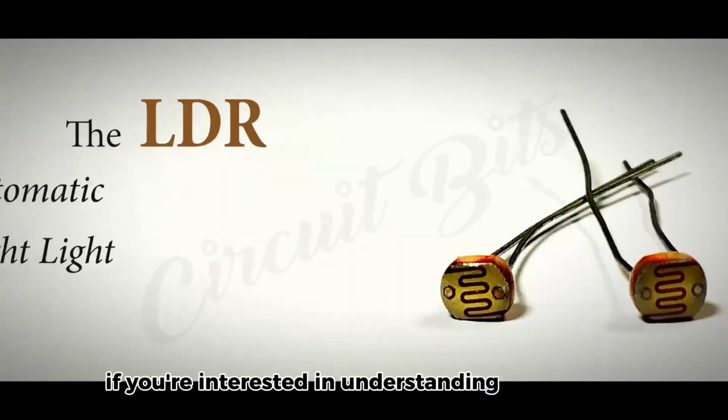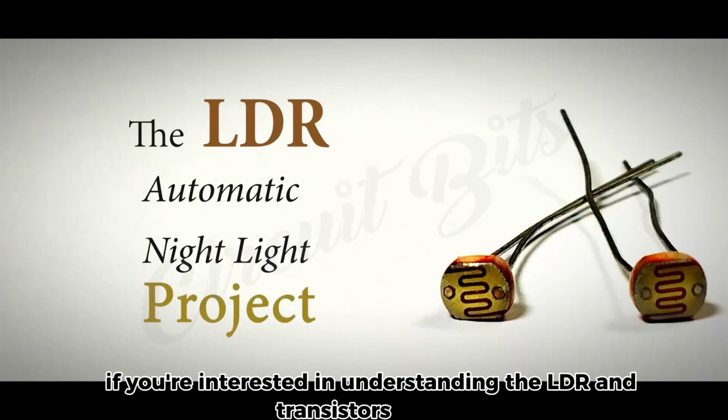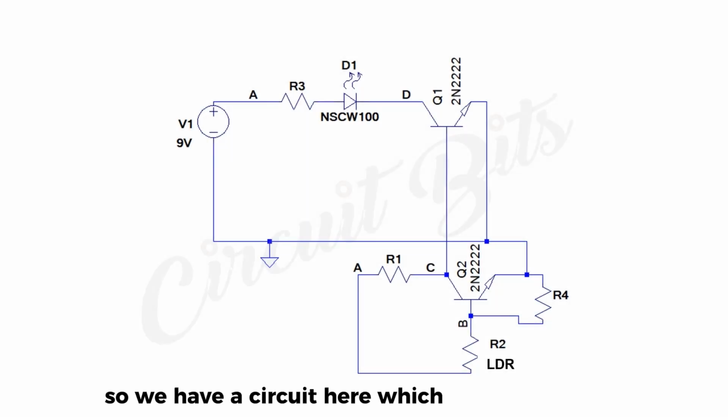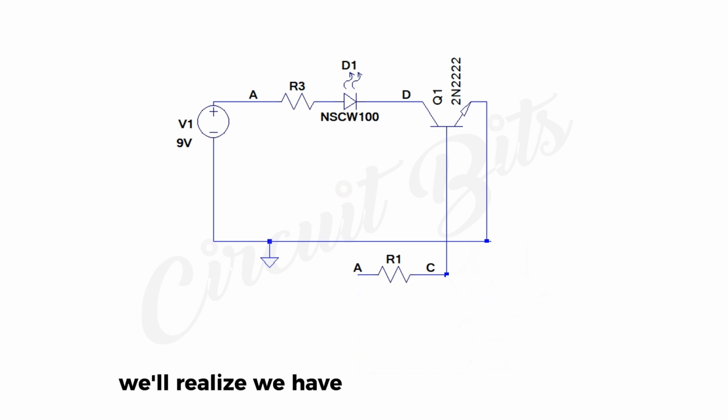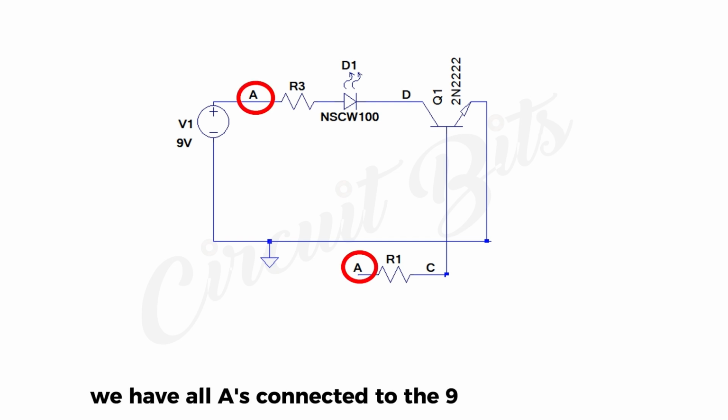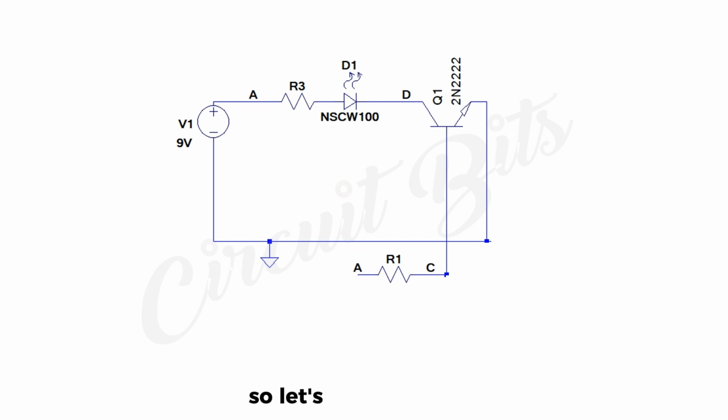So if you're interested in understanding the LDR and transistors further, do watch till the end. So we have a circuit here which we will work with. If we take out Q2, R4 and R2, we'll realize we have a simple transistor circuit lighting up an LED. We have all A's connected to the 9 volts power supply. So let's find R3 and R1.